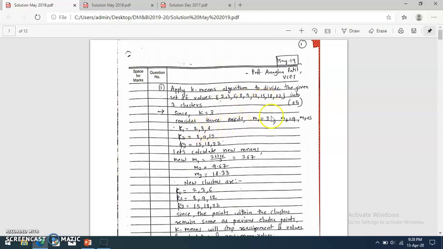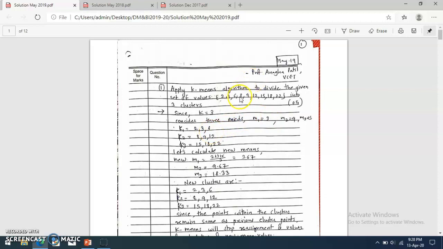So for these mid points, let's form the clusters. For M1 equal to 3, I am going to check each and every data point. 2 is near to 3, so it would be placed into the first cluster. 3 is obviously near to it, so 3 would be placed over here. 6 is near to 3, so it would be placed into cluster number 1 again.